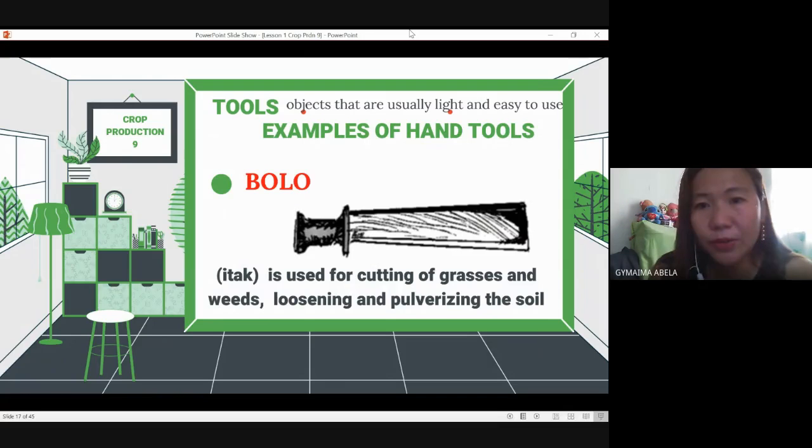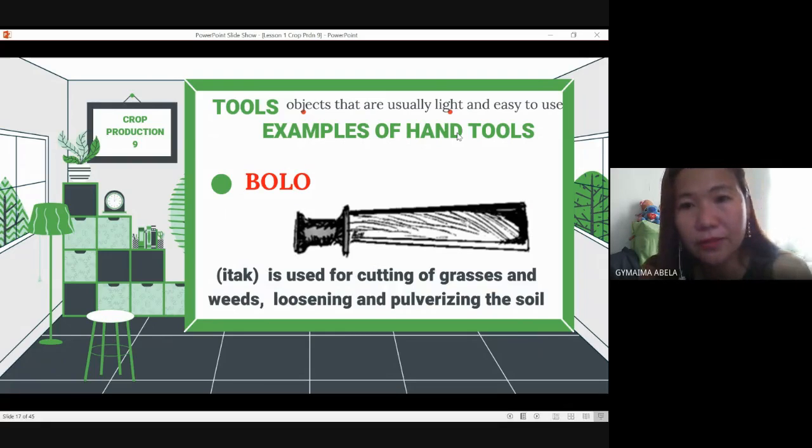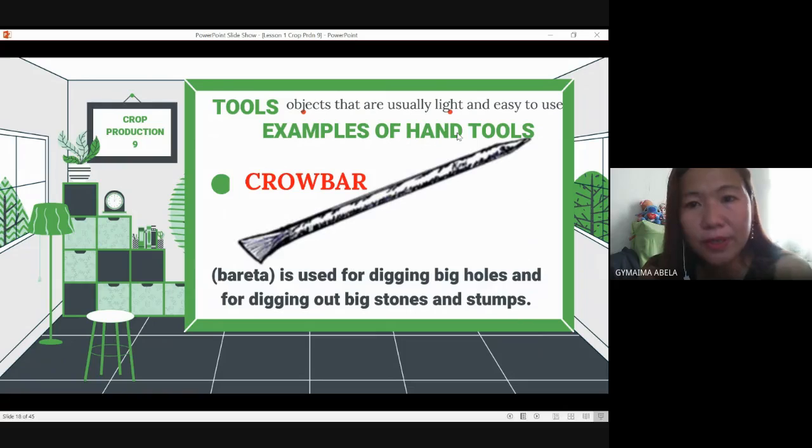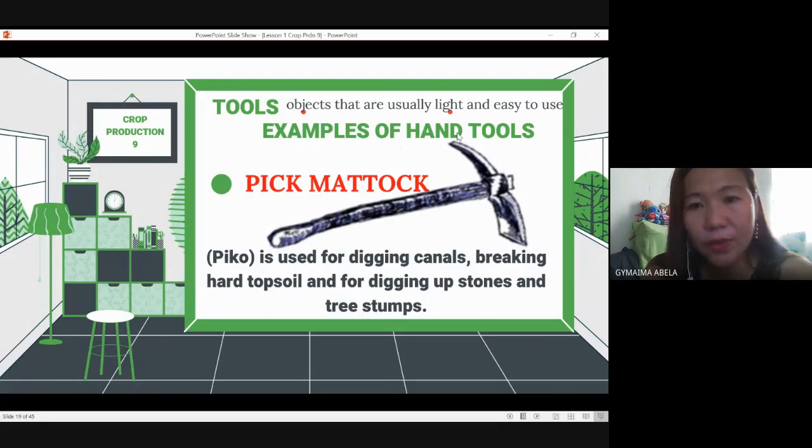So let us go to the different examples of hand tools. The first is the bolo, or itak in Tagalog. It is used for cutting grasses and weeds, and loosening and pulverizing the soil. The next example is the crowbar or the pareta, which is used for digging big holes and digging out big stones and stumps, panghukay. We also have the pikmatok or the piko.